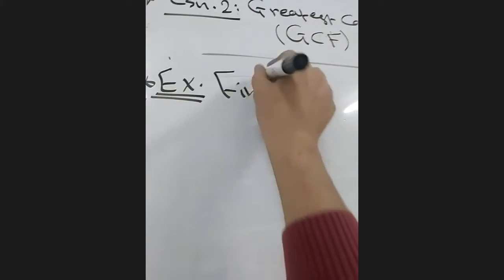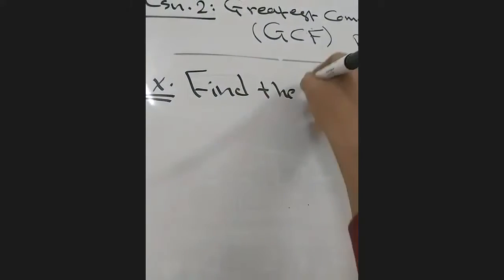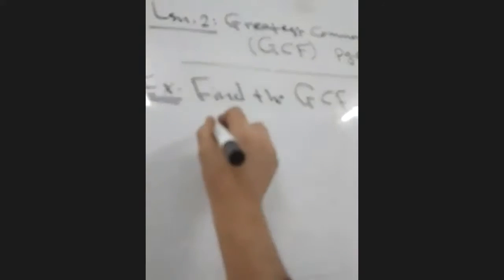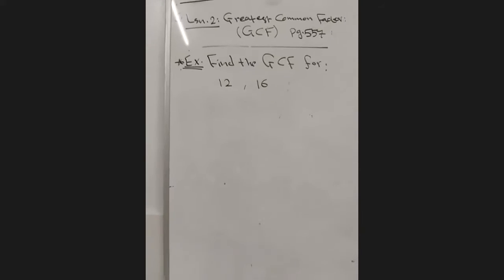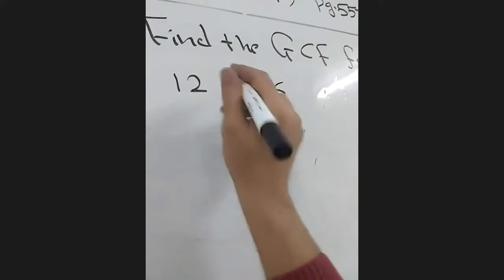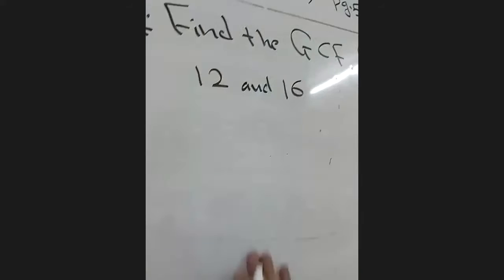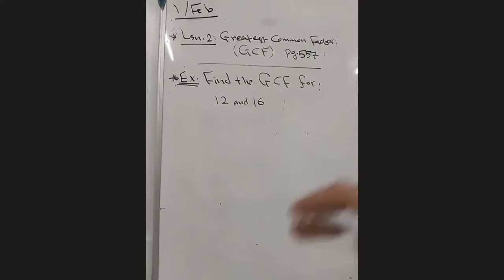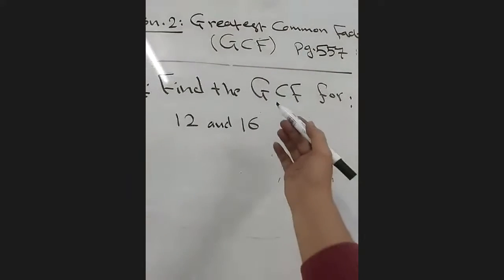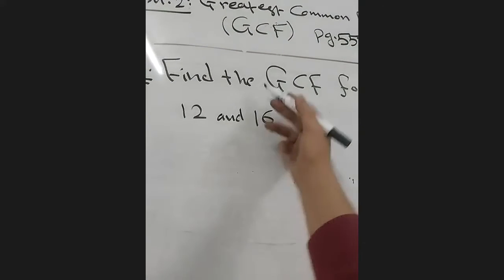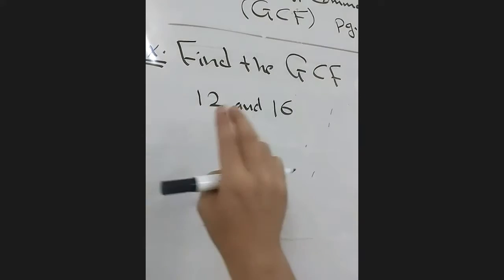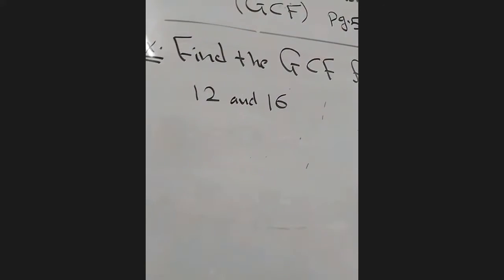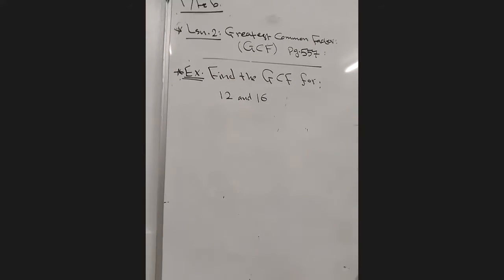Find the greatest common factor for the two numbers 12 and 16. 12 and 16, okay? We need to find the greatest common factor. Greatest means the biggest one. Common means a factor here and here, okay?